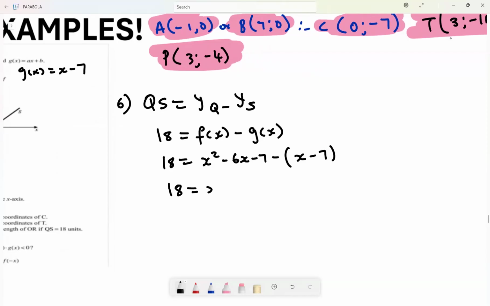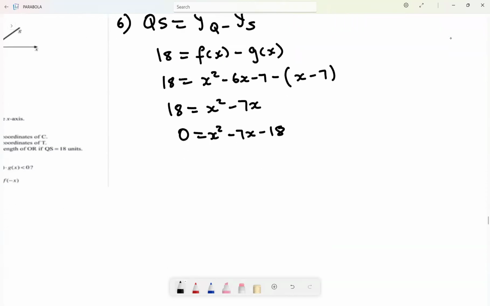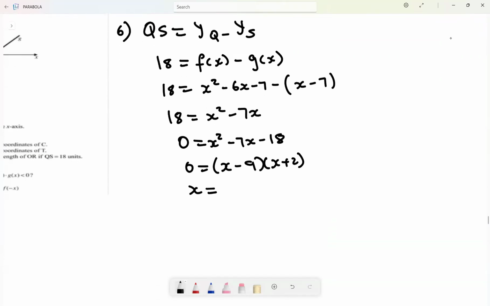Then 18 is equal to x squared minus, this is me simplifying, negative 6x minus this one is negative 7x, and negative 7 plus 7 is 0. Then I'm going to have 0 equal to x squared minus 7x minus 18. How do I find factors? I'm going to say 0 is equal to x minus 9, x plus 2, and then x is equal to 9, or x is equal to negative 2.